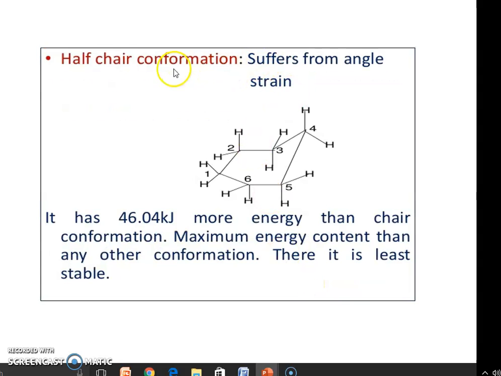The half chair suffers more from the angle strain, which I think we already discussed in the last class, and it has 46.04 kilojoules more energy than the chair conformation, and the maximum energy content of any conformation. Hence it is the least stable conformation among all. Why is this half chair least stable? It is due to the maximum energy associated with this conformation.